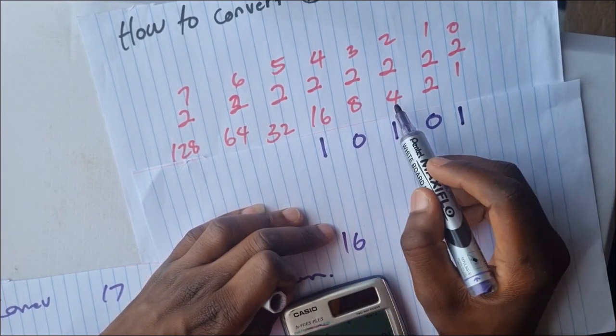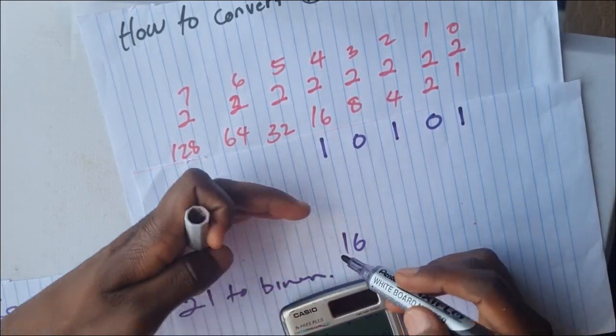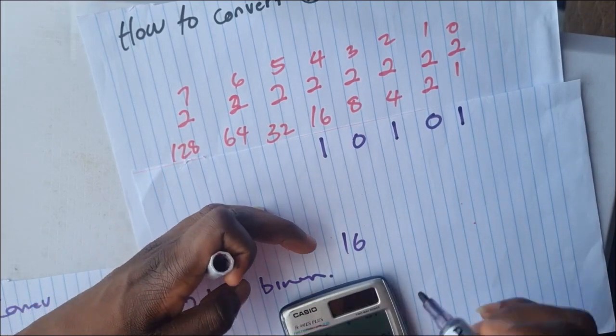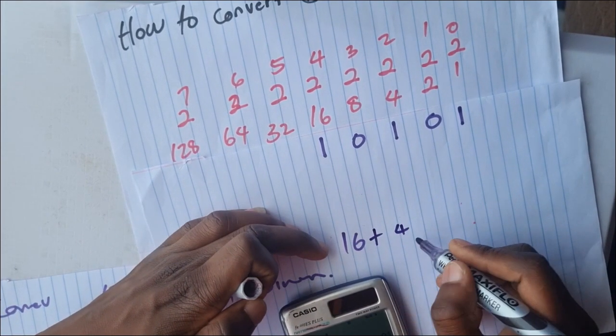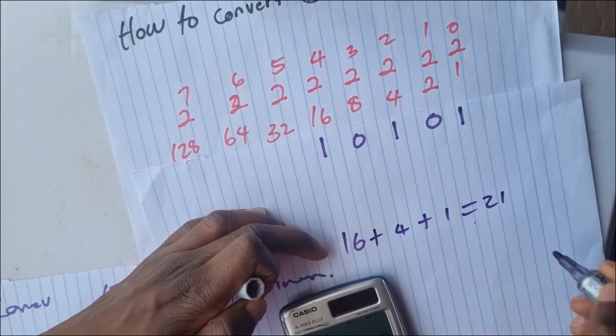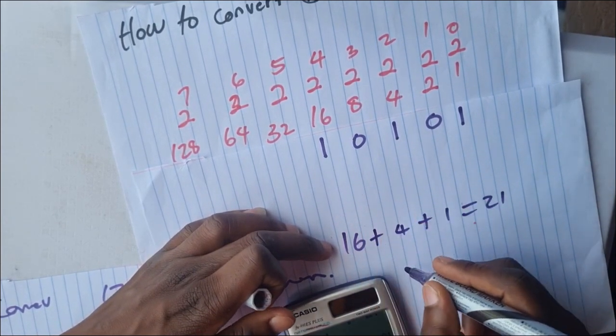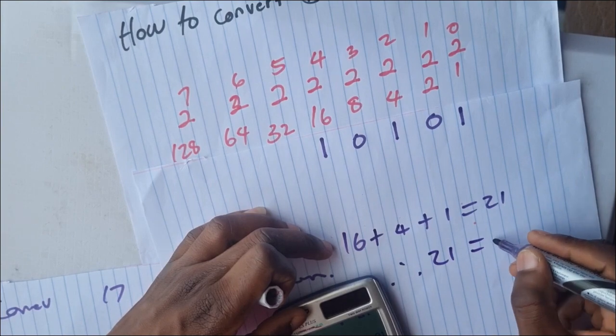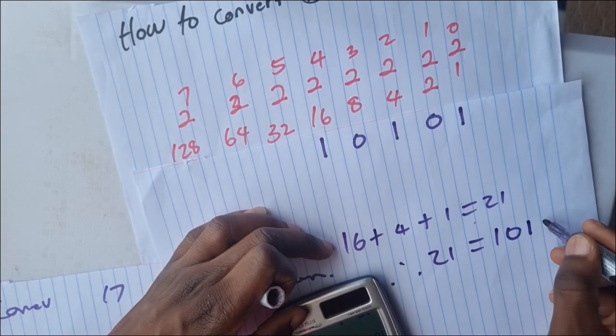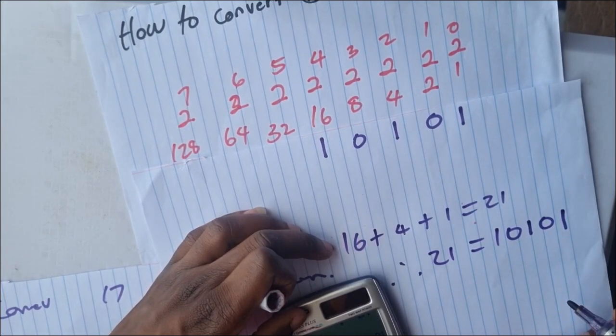Therefore, 16 plus 4 plus 1 gives us 21. Therefore, 21 is equal to 1, 0, 1, 0, 1.